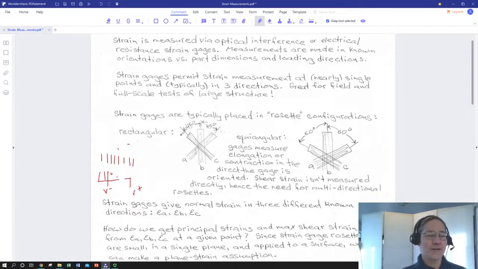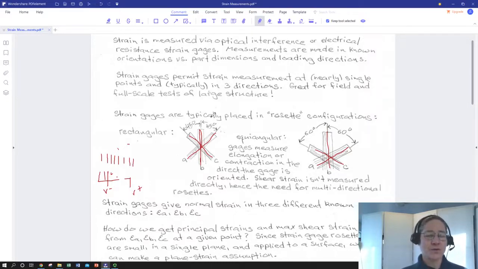So you can have a rectangular rosette where you have one gauge that's kind of like vertical and two others that are crossing it at 45-degree angles. Or you can have them three equiangular at 60 degrees apart. And the only thing different is the geometry necessary to accomplish your strain transformation and get the data from it.